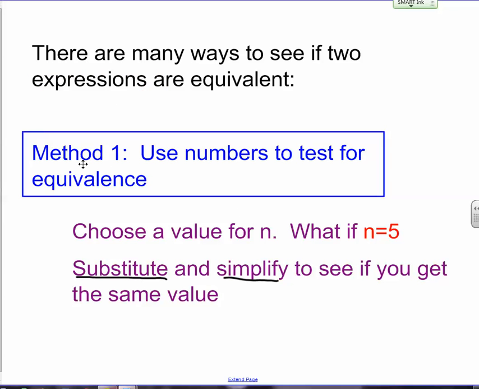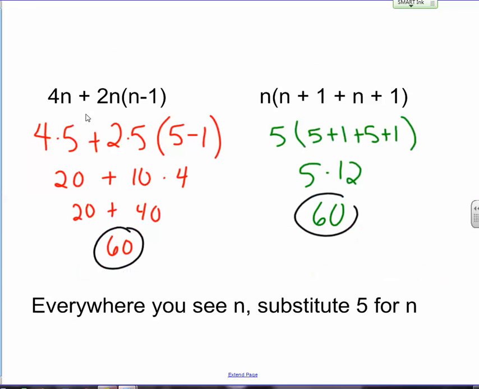So we started with one method, and one method is to use numbers to test for equivalence. You simply choose a value for n. For example, if n was 5, we could use Yolanda and Suki's algebraic expressions, put in 5 for n, and just simplify to see if we get the same value. So that's what we did. Here was Yolanda's, here was Suki's, so we took out n and put in a 5, and then used order of operations to simplify. With Yolanda's method, we got 60, and with Suki's method, we got 60.